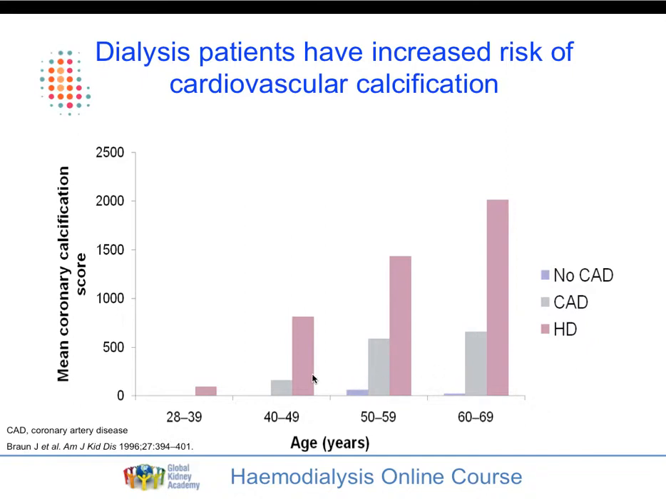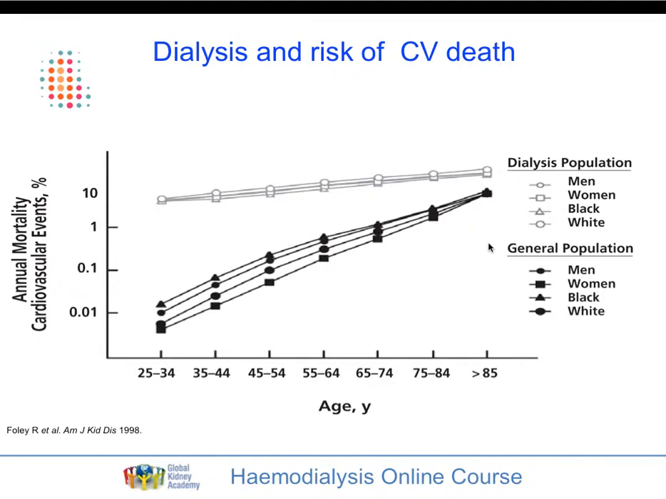But if you look at patients on dialysis, so this is coronary artery calcification score, you can see they're much more likely to calcify. So a 40-year-old on dialysis is still much more likely to have calcified coronary arteries than somebody who's 60 to 70 not on dialysis, and that gets worse and worse as your age increases. So dialysis patients have an increased risk of cardiovascular calcification. And does it matter? Well, yes, it does.